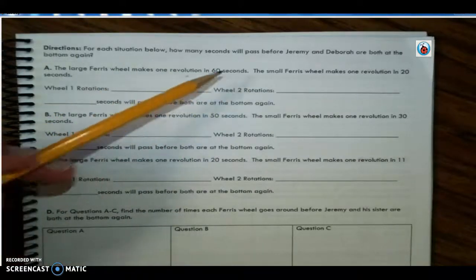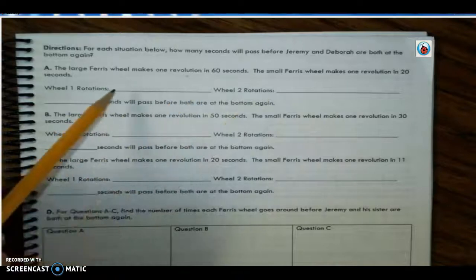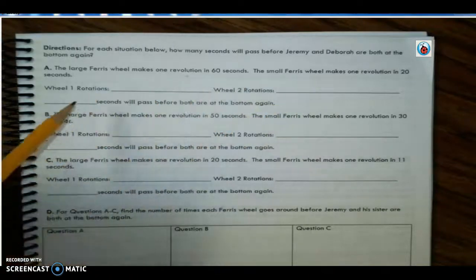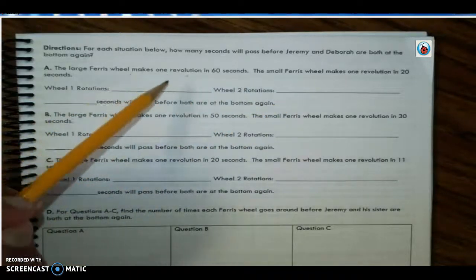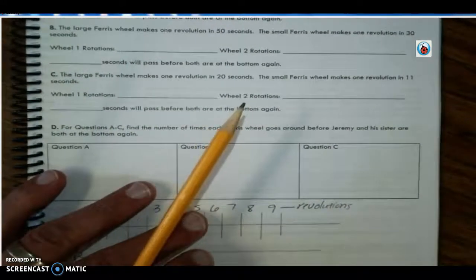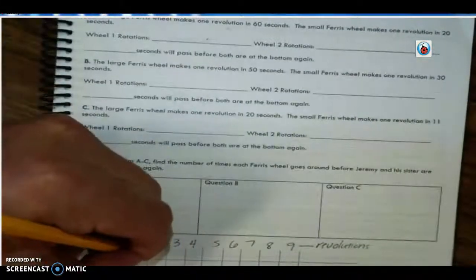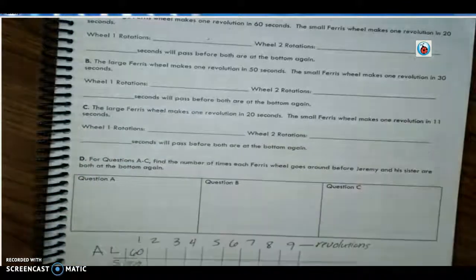Sometimes they're going to ask for revolution or revolutions, and sometimes they're going to ask you seconds, and sometimes they may ask you minutes. In this case, you can see right here, wheel 1 rotations, wheel 2 rotations, and then blank seconds will pass. So they want both how many revolutions or rotations, and then how many seconds. All right, so here's all you do. The large one is at 60, so I would put that in here, 60, and the small one's at 20.